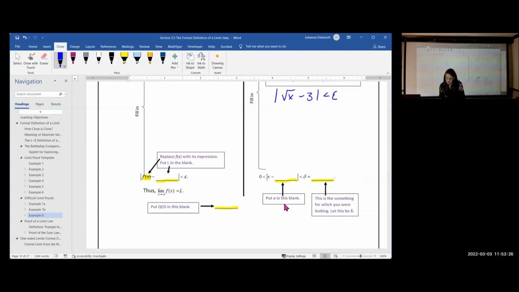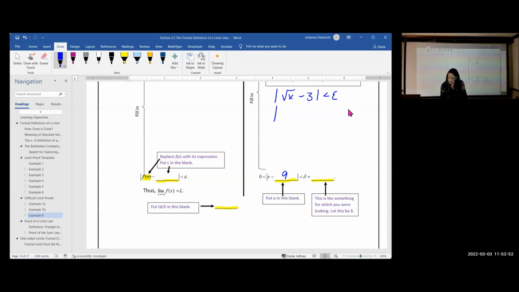Now, the next thing that we need to do is we need to somehow get this to be the absolute value of x minus 9. This is what we're aiming for down here at the bottom. We're aiming for this absolute value of x minus 9. And right now we've got this radical in the expression, which is not going to work. Now, how do we typically get rid of radicals? Well, typically we multiply by the conjugate of the radical expression. So we're going to do that here.